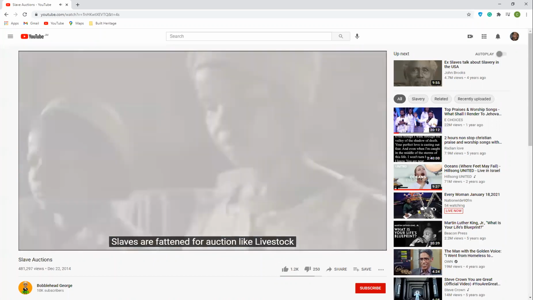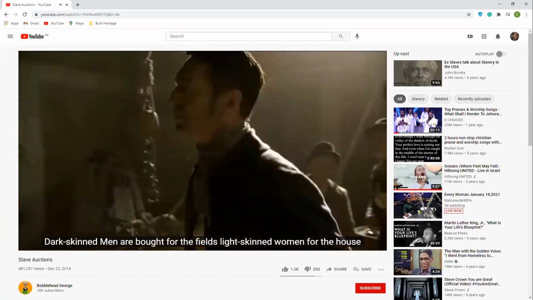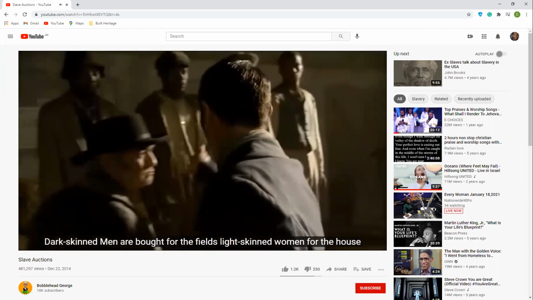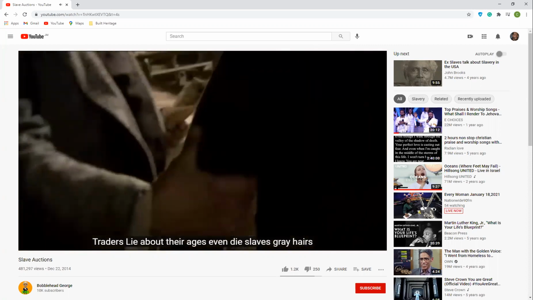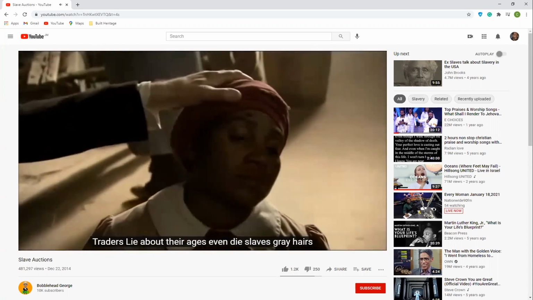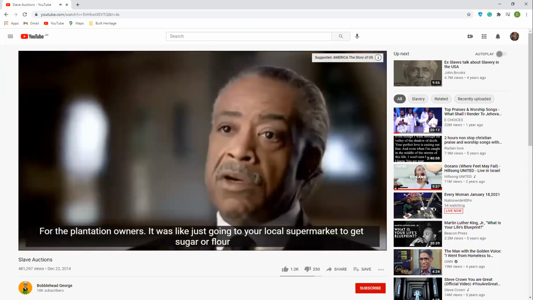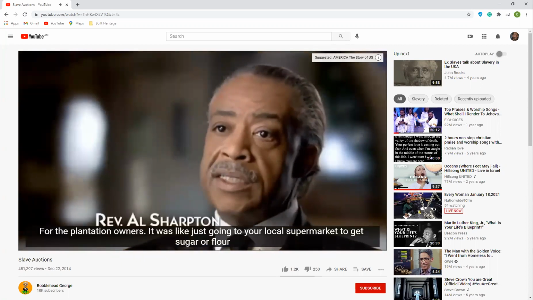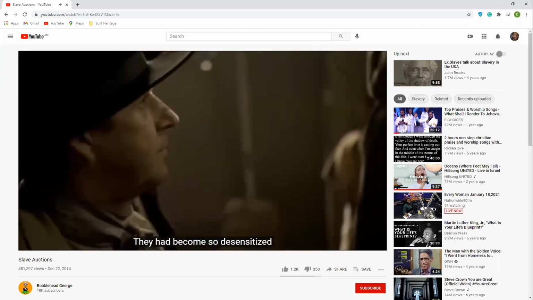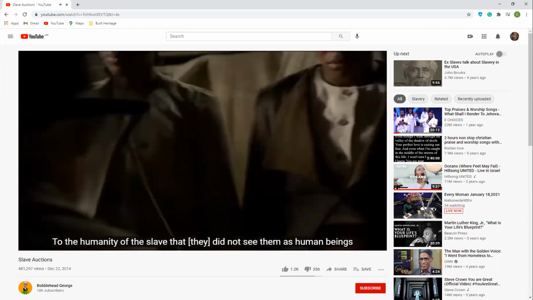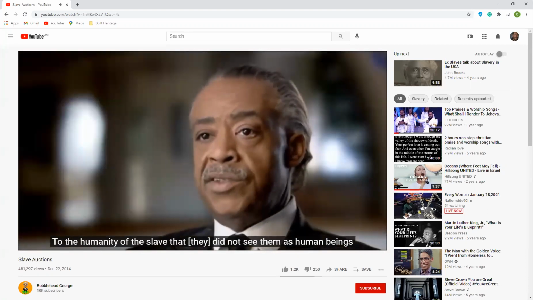Slaves are fattened for auction, like livestock. Dark-skinned men are bought for the fields, light-skinned women for the house. Traders lie about their ages, even dye a slave's gray hairs. For the plantation owners, it was like just going to your local supermarket to get sugar or flour. They had become so desensitized to the humanity of the slave that they did not see them as human beings.